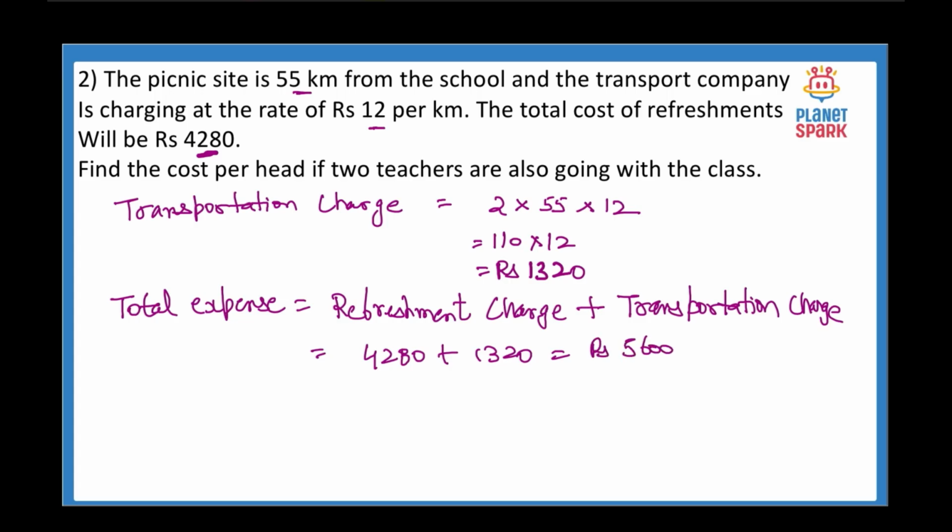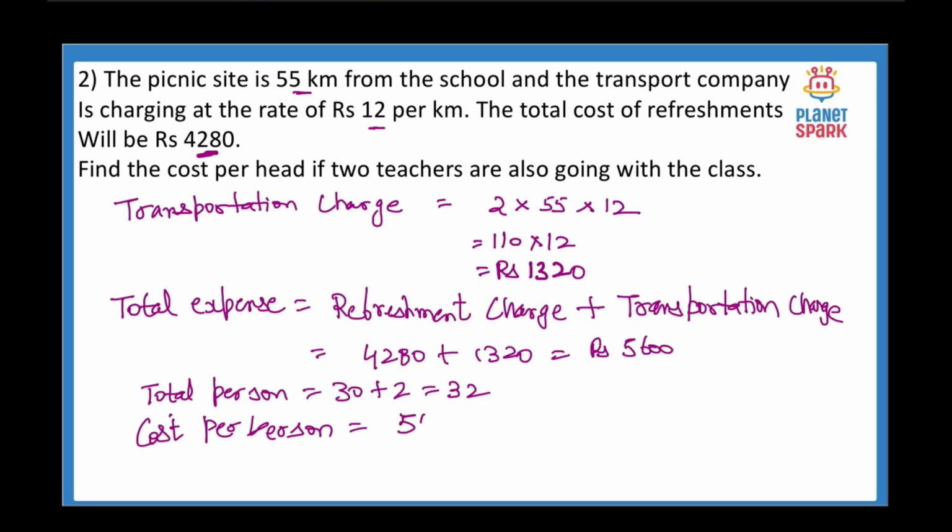Now 5600 is the total expense. And the total number of persons, how many people do I have? We had 30 students, remember, we calculated. x is 30, the total number of students is 30. And then there are two teachers. So the total number of people going for the picnic is 32. So the per head charge will be the total expense divided by 32. Total expense is 5600 divided by 32. 5600 divided by 32 gives us rupees 175.